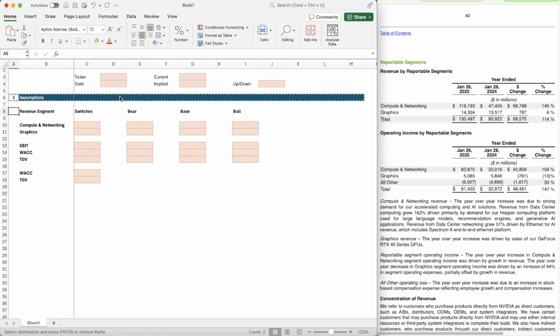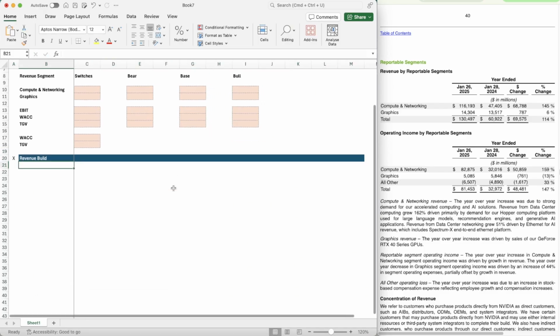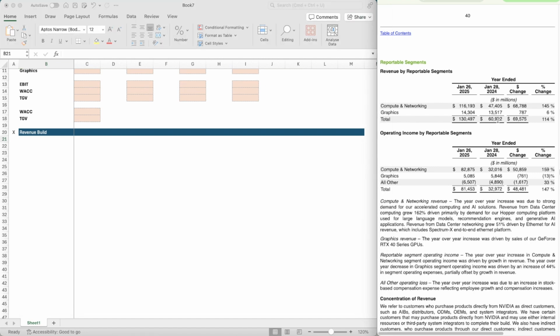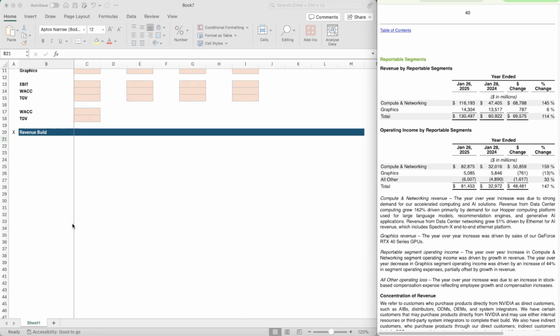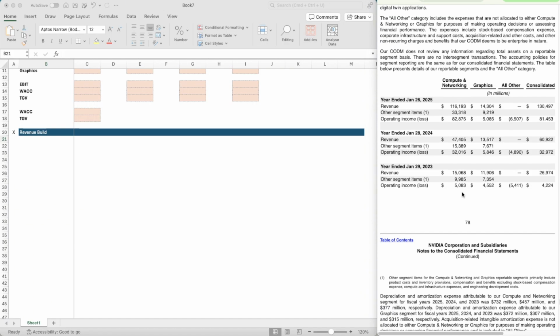Okay, we've done the admin part of it now. Let's do the revenue build. All we're doing is we're just going to write down these figures, but we actually need another, one second, sorry, come to page 78 instead, and this is what we want.